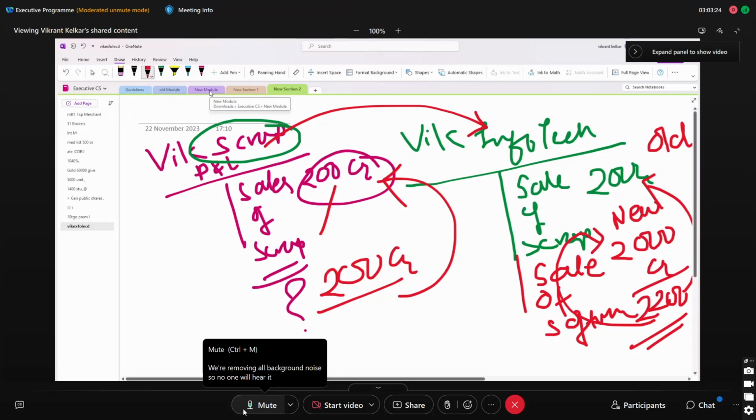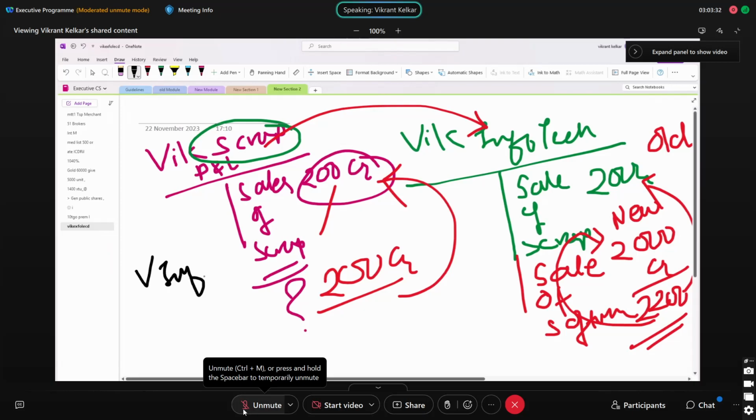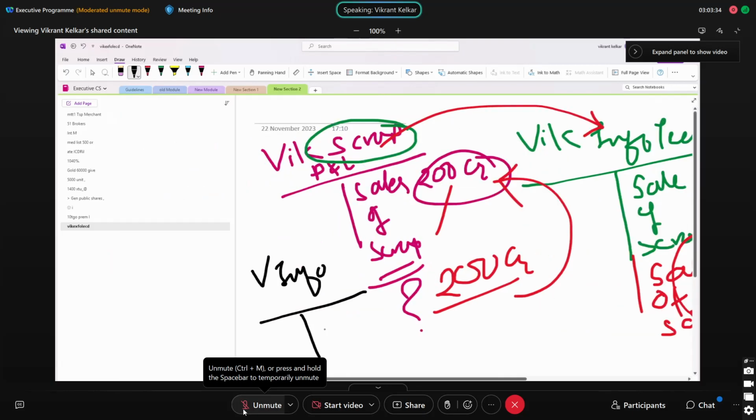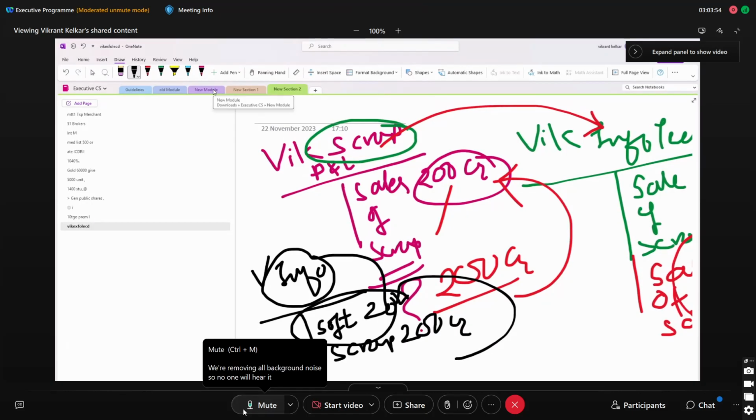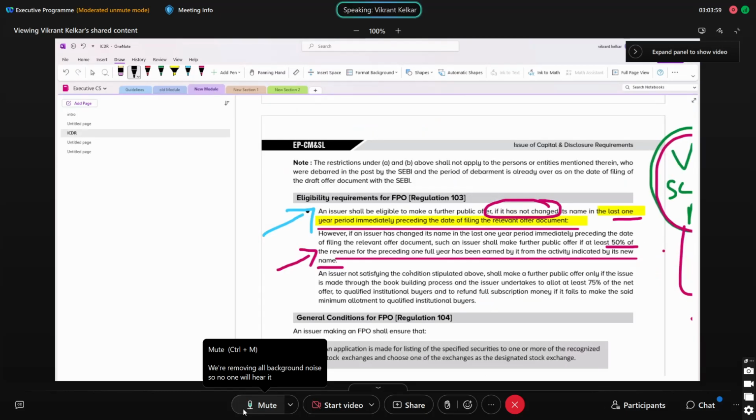Yes. But go the opposite way. Suppose the exact opposite position is there, that the name is Vikrant Infotech, sale of software is there for 20 crore, correct? And sale of scrap is there for 200 crore. Means what? A very small part of my earnings are from software, which is denoted by my name. So is this a good thing or a bad thing for the investor? Very good.